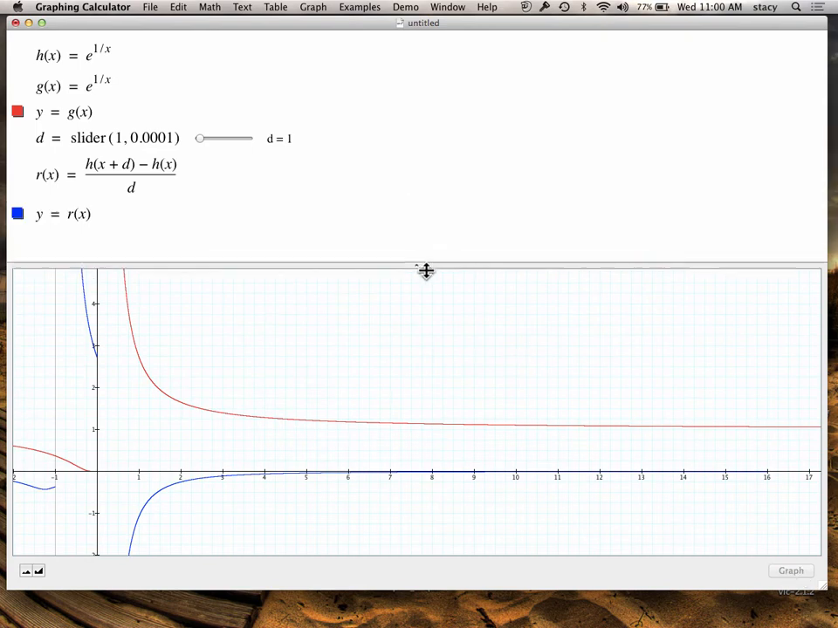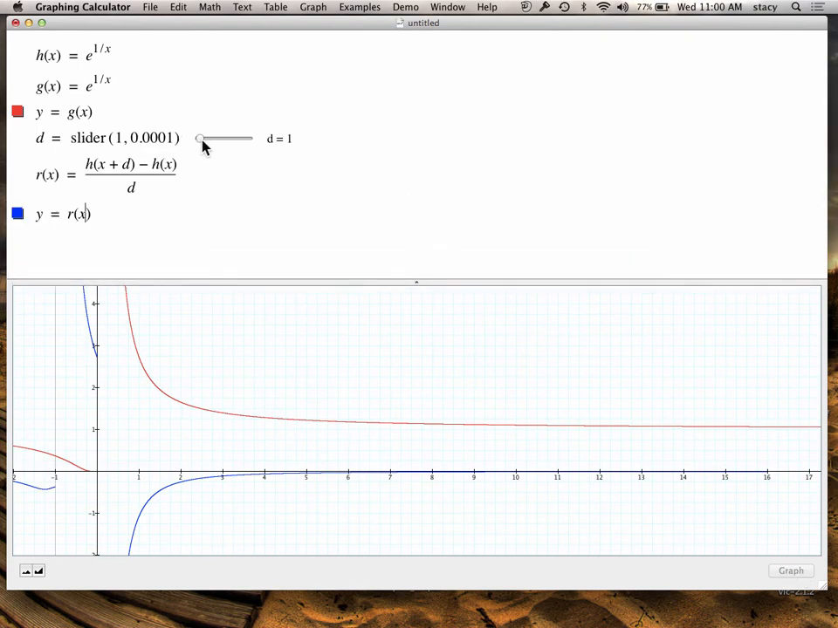Do they match? No, but should they? Well, remember D was a slider and I let it start at 1. So that's not actually our exact rate of change function yet. What do I still have to do? Make it small. So I'm going to make it really, really small. Now the blue graph is our true graph, but it still doesn't match up with the red. So this was a reasonable guess, but alas, it did not work.